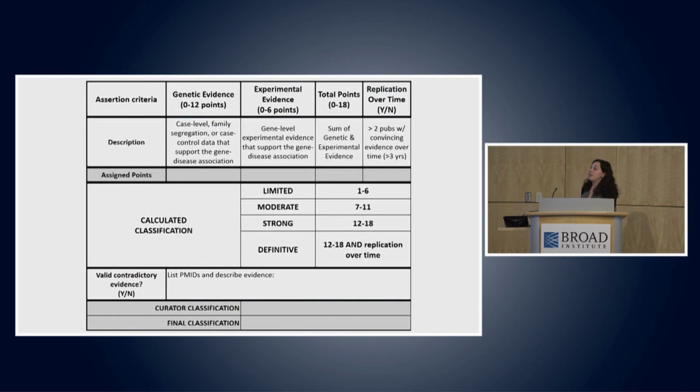And so as I mentioned, this is the summary matrix. So you take all your genetic evidence scoring points, your experimental evidence scoring points, total them, decide if it's been replicated over time, and come to a calculated classification.